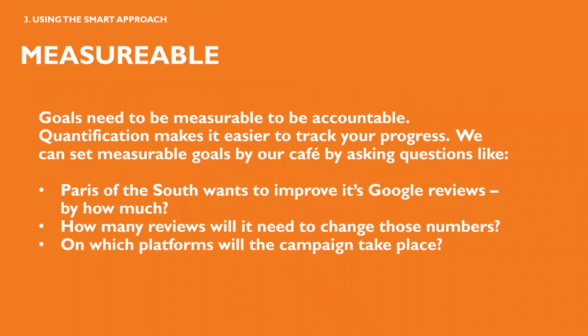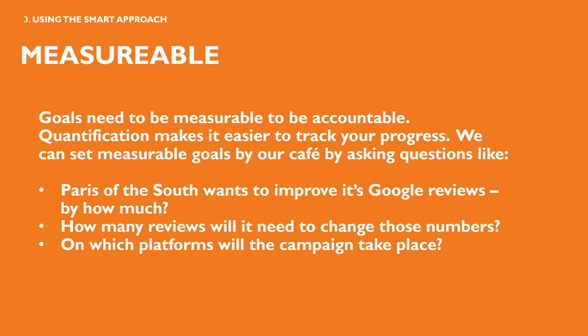Now, the next part of the SMART approach is creating a measurable goal. Goals need to be measurable, to be accountable. Quantification makes it easier to track your progress. And we can set measurable goals for the cafe by asking questions like, by how much does Paris of the South want to improve its Google reviews? How many reviews is it going to need to change those numbers? And on which platform is the campaign going to take place?